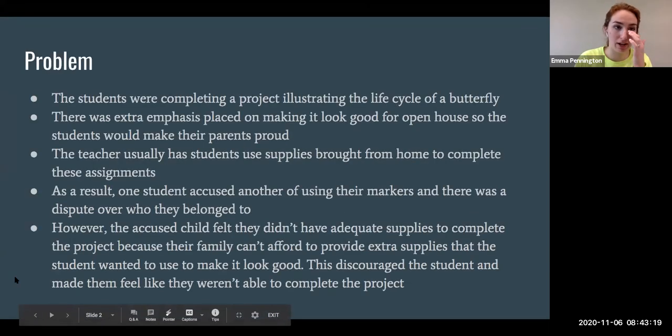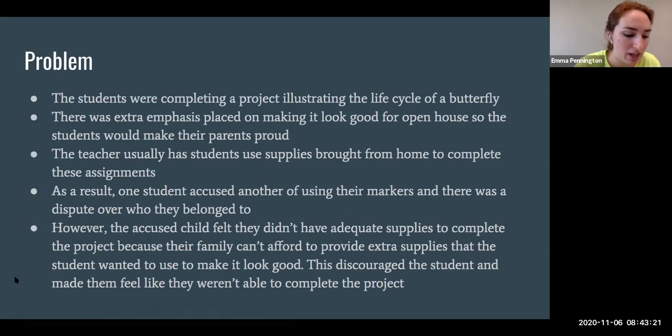So first, the problem. The students are assigned to work on a project that illustrates the life cycle of a butterfly for open house and are encouraged to make it look nice for their parents. While working on the assignment, the student notices that another student is using her markers and then gets very upset, saying that the other student took them from her desk. There is an argument over the supplies and who they belong to.